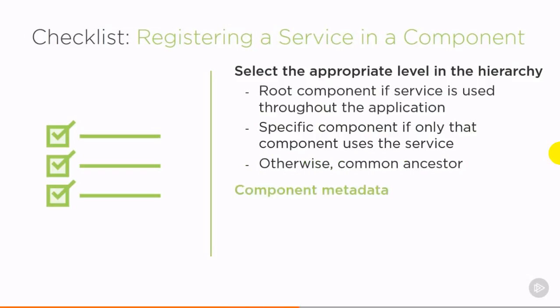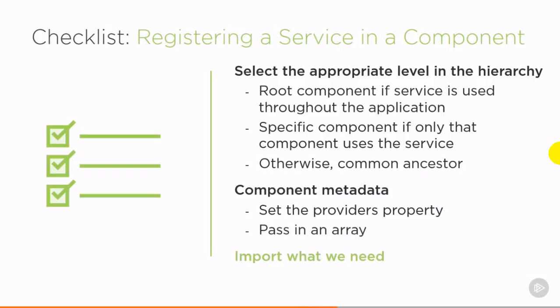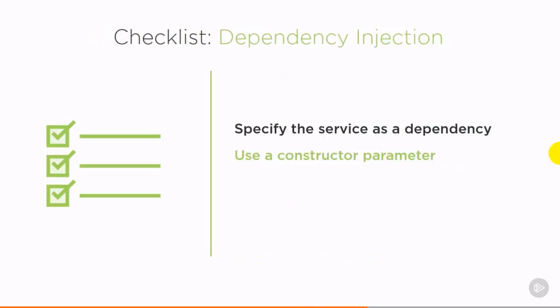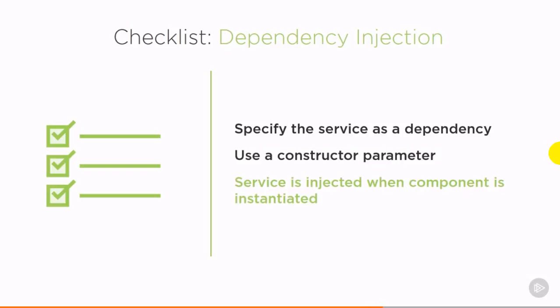In the selected component's metadata, use the providers property to register the service. Pass the service provider as an element of an array, and be sure to define the appropriate imports. In any class that needs the service, specify the service as a dependency. Use a constructor parameter to define the dependency. The Angular injector will inject an instance of the service when the component is instantiated.